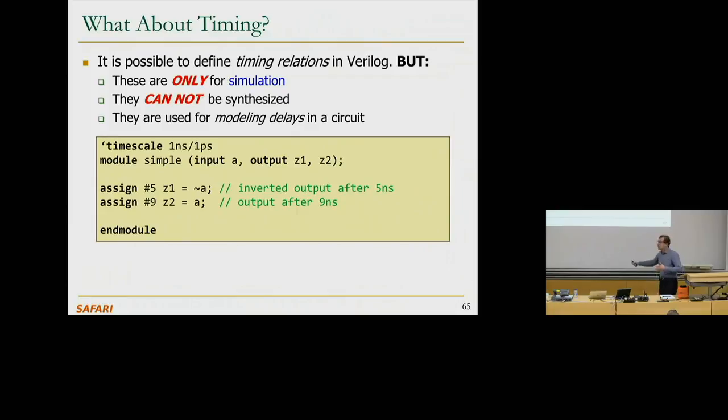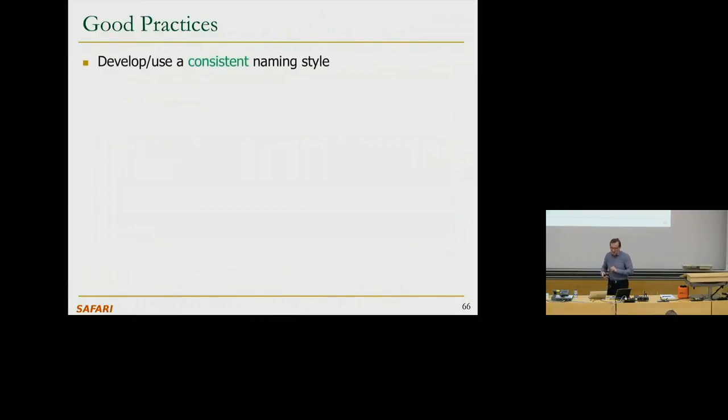So if you're debugging the code, it's good to add this stuff. This output is supposed to change after 9 time scales from this. Okay? So if you're debugging the code, you can have this notion of time. And this has nothing to do with timing, but we'll get back to this when you're testing your code. This has nothing to do with how long it takes for the signals to settle in real life. We'll cover that tomorrow.